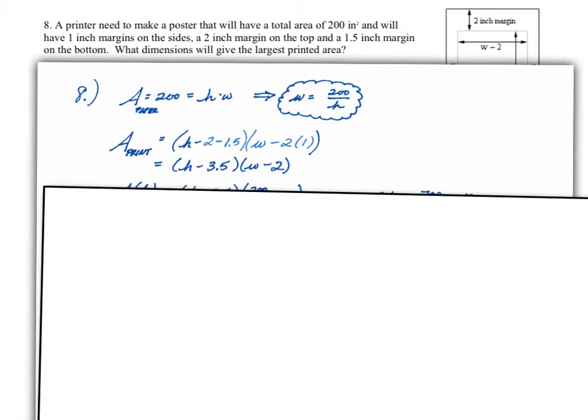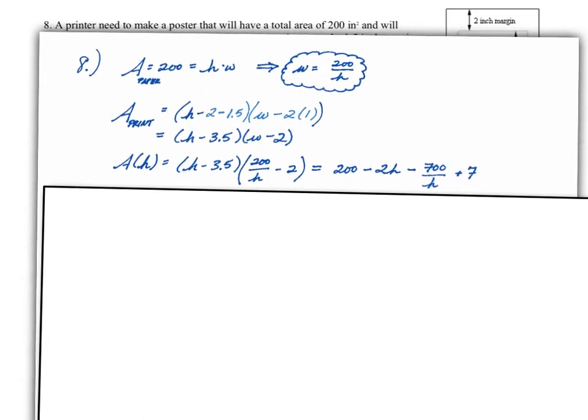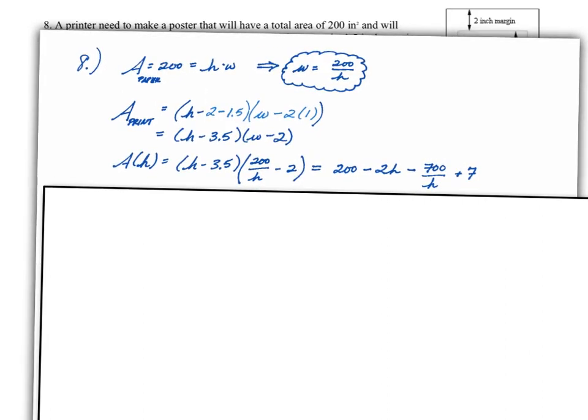Pick a variable. I've chosen to solve that 200 equals h times w for w. I'm going to get rid of w and plug in a 200 over h. Alright, so my area, now this is on my printed region, in terms of h. I'm going to FOIL this binomial. The h's cancel out when I go first. Product is 200. The outer product, negative 2. The inner product, 3.5 times 200 is a negative 700 over h. And then my last, the negative times the negative, is a positive 7.